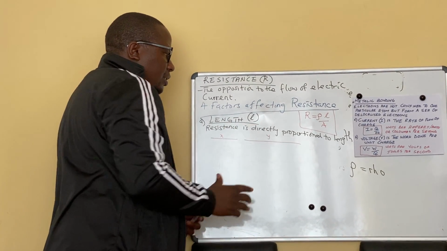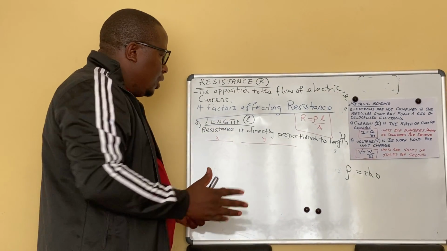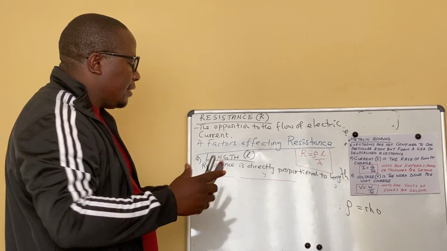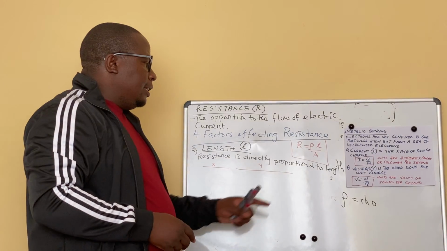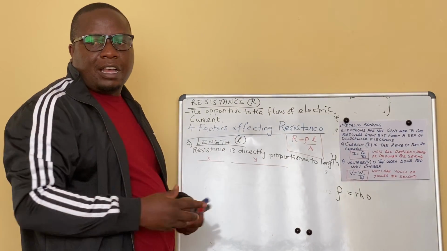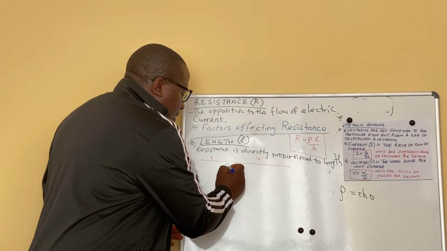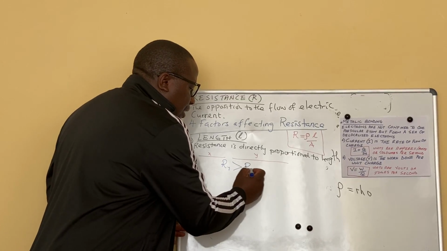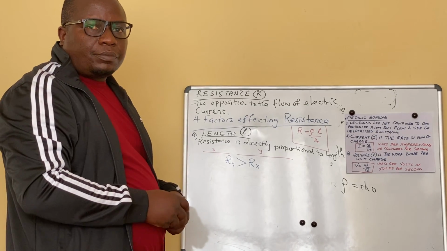The thickness is the same. The width is the same. The cross-sectional area is the same. What is only differing is the length. So when I look at this, I see that conductor Y is longer than conductor X. Because this one is longer, it is going to have a higher resistance. So I can conclude that the resistance of conductor Y is greater than the resistance of conductor X. Why? Just because conductor Y is longer.